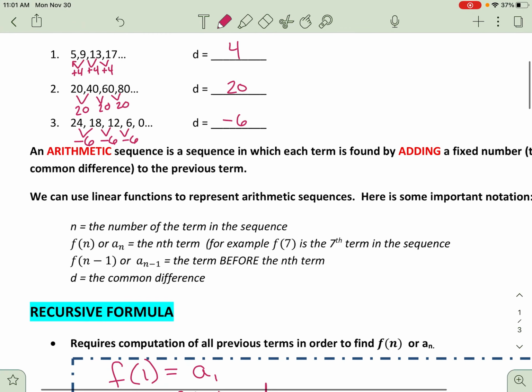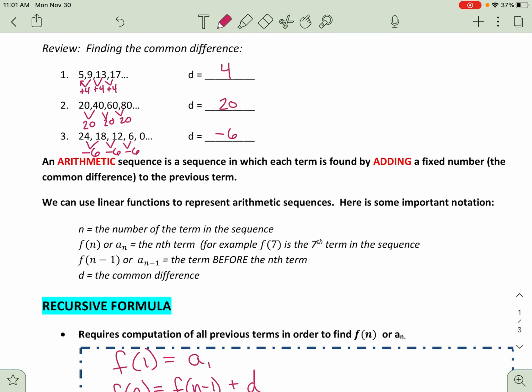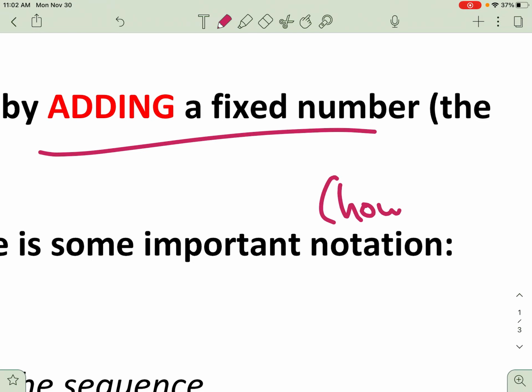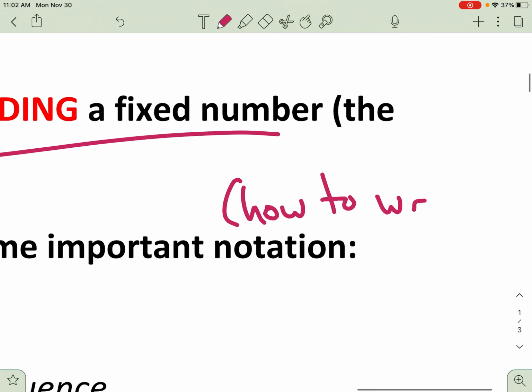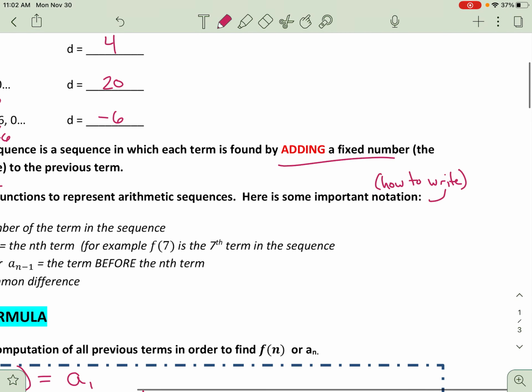All right, so an arithmetic sequence is a sequence in which each term is found by adding a fixed number, which we call the common difference, to the previous term. We can use linear functions to represent arithmetic sequences. Here's some important notation. Remember that the word notation just means how to write it. Okay, so that's what notation means.